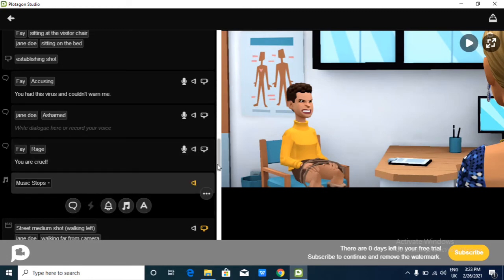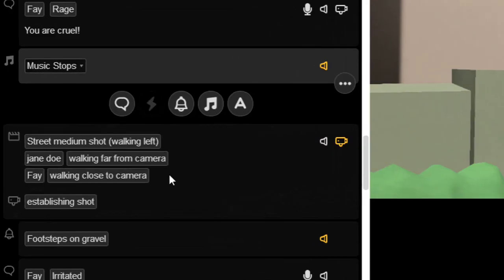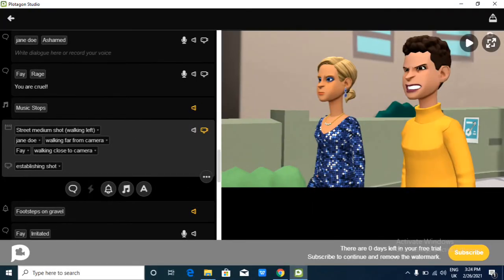So now we move into the second method, which is the scene: street, medium, short, walking left. This scene is divided into four scenes: street, medium, short, walking right; street, medium, short, walking left; street, far, short, walking right; street, far, short, walking left. So that way it's still on the street. Those are the only scenes that Plotagon provides for your characters to walk.